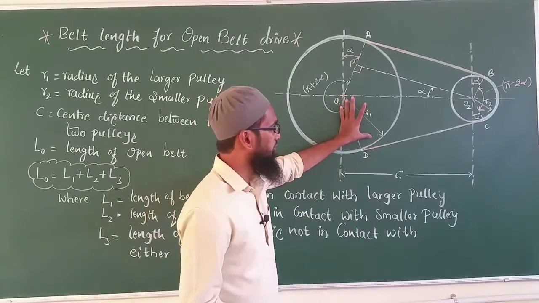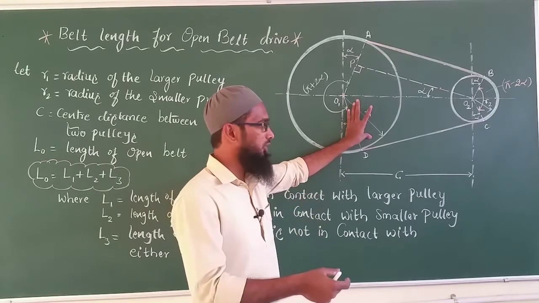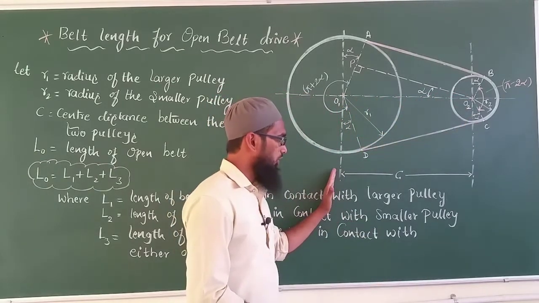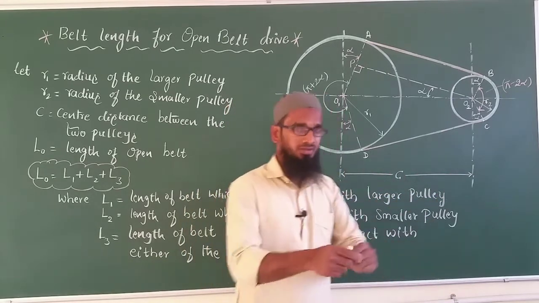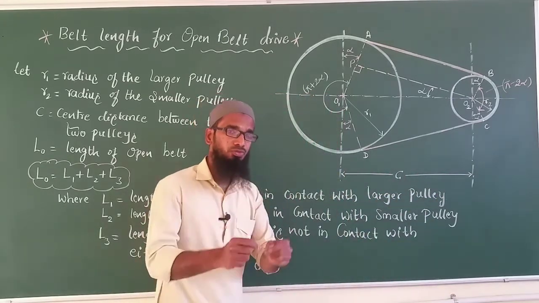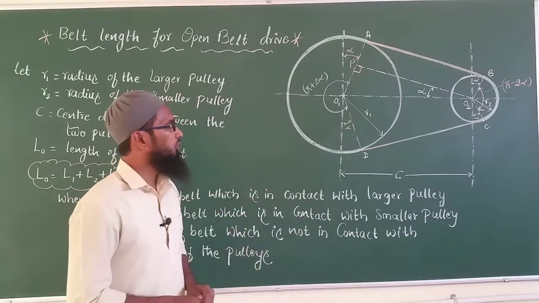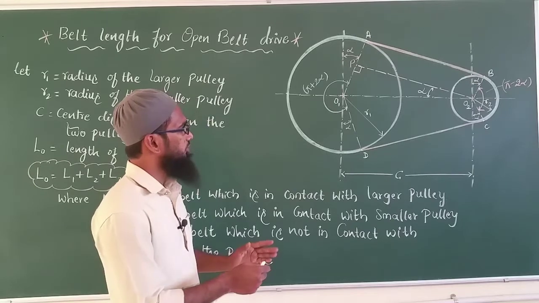Suppose the radius of the larger pulley is given and the radius of the smaller pulley is given, and there is a center distance between the two pulleys as C. In such conditions I need to find out what will be the total length of the belt.